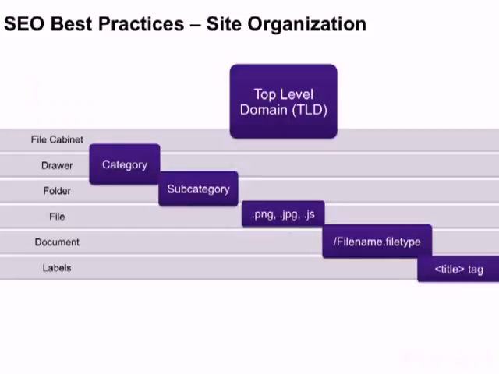This is the file cabinet, and each drawer is a category, and each folder is a subcategory, and the files, the .pngs, the JPEGs, the images, the JavaScripts, those are the files, and then the actual document would be the .html or .php, and then the label for that document is the title tag. This analogy of the file cabinet really holds up and helps to understand the URL best practices and the 7 different parts of a URL.